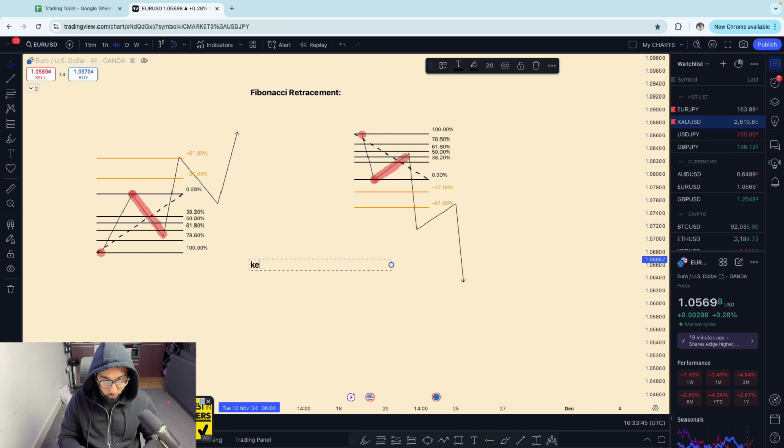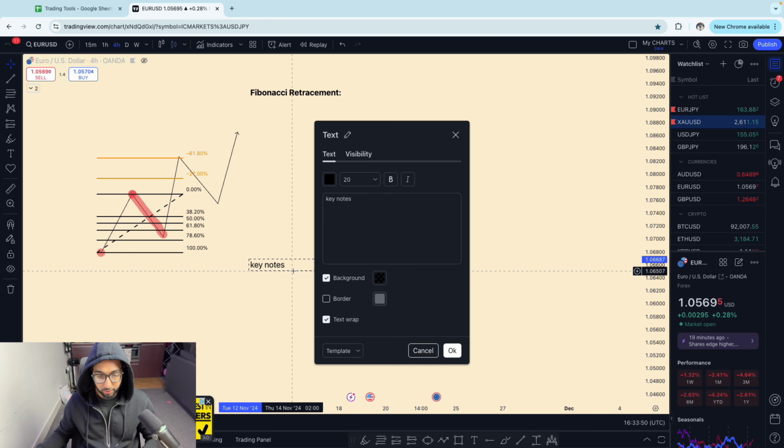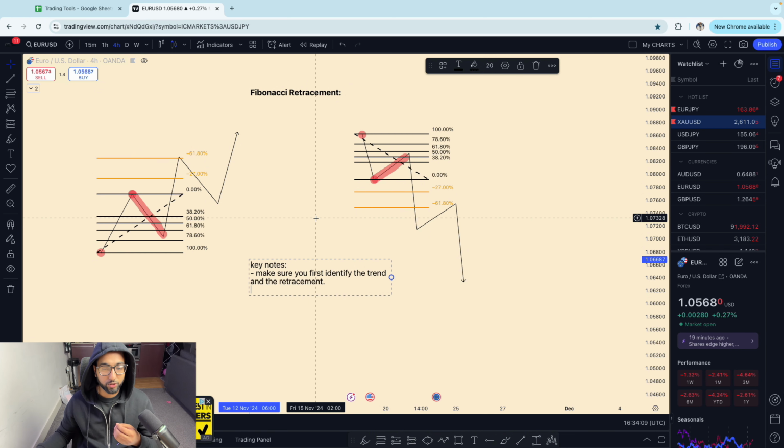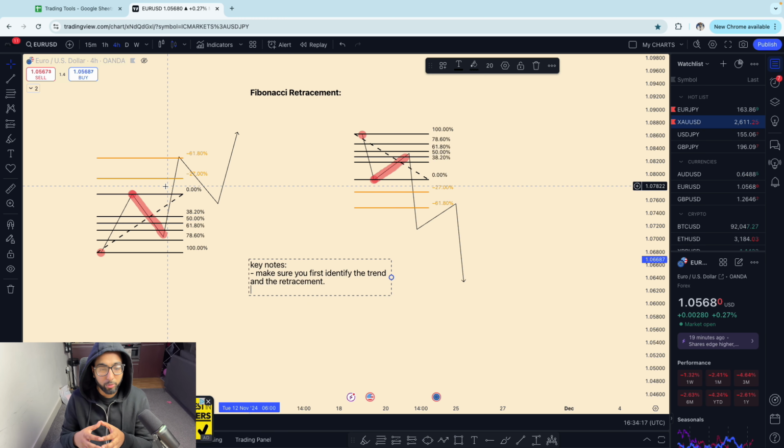There's a few notes that I want you guys to note down. A few notes. So number one, make sure you first identify the trend and the retracement. If you do not identify the trend or the retracement, like how we did here, what's going to happen is you're going to be on the opposite side of the trend, and you're going to be looking at fib levels on the opposite side, which, if everyone's buying and you're selling, you are going to lose.